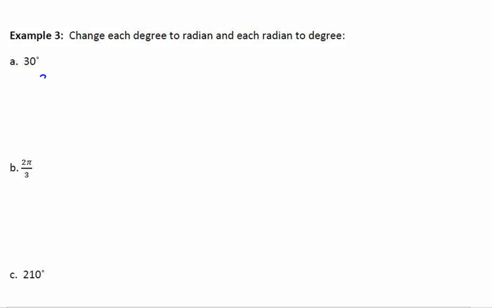So to convert 30 degrees to radians as an exact value, not as an estimate, we're going to multiply by pi over 180. Why? Because we want radians, so radians on the numerator. We want degrees to cancel out on the denominator.